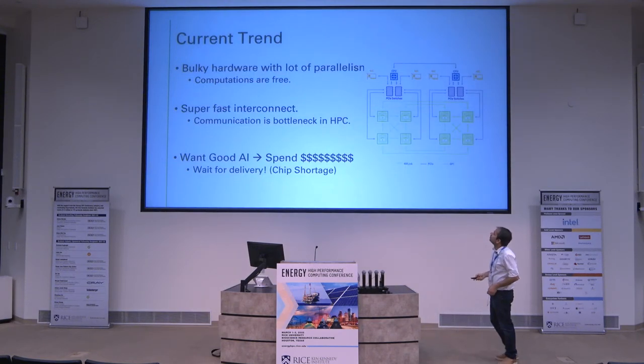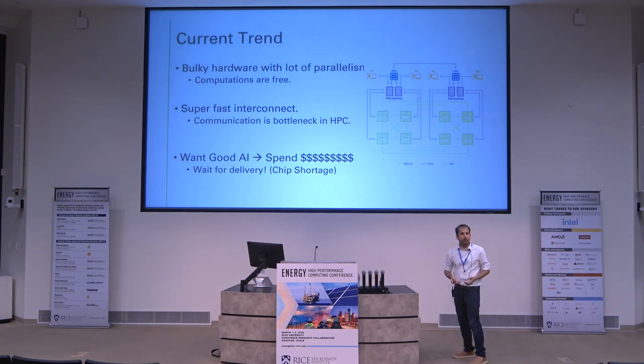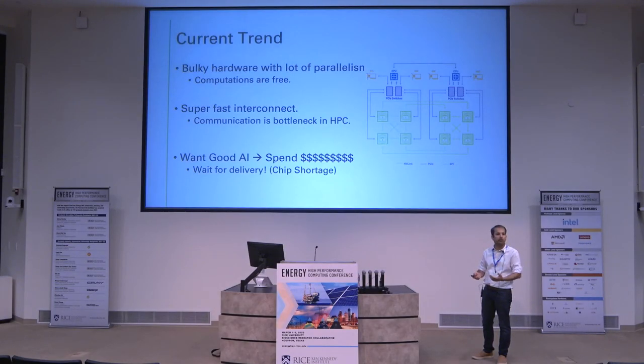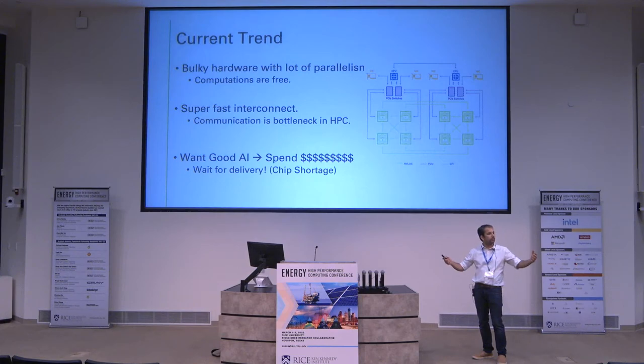Now, no wonder, AI is showing a lot of promise. So the current trend is very clear. We need specialized hardware with lots and lots of parallelism in it, because we need to do the same operations on lots of data, which we have realized over the past decade there is a way to get around using massive-core hardware.